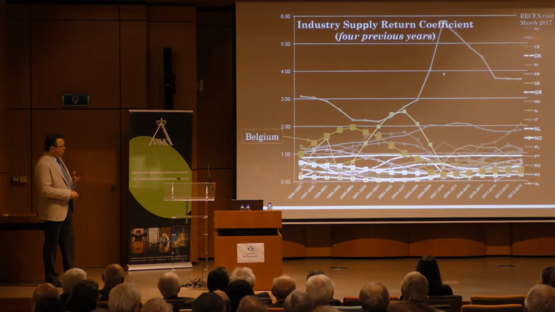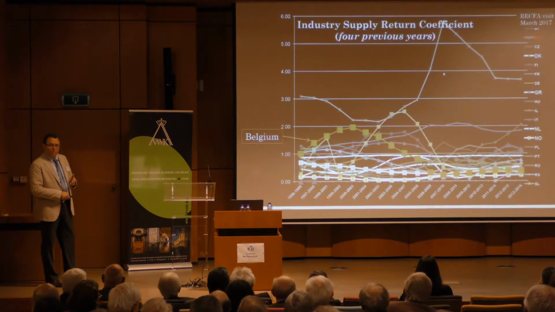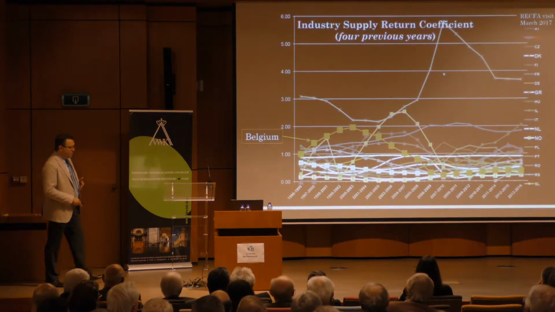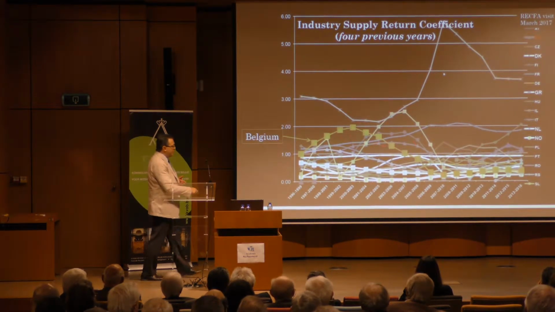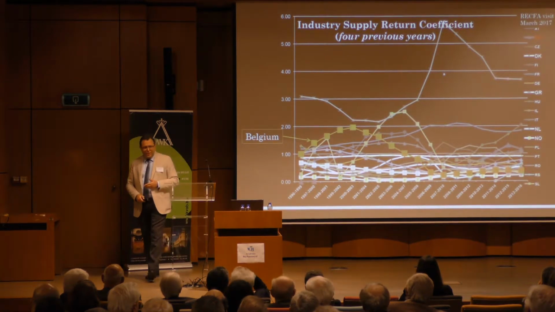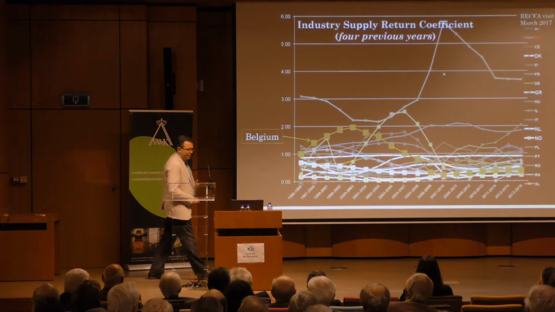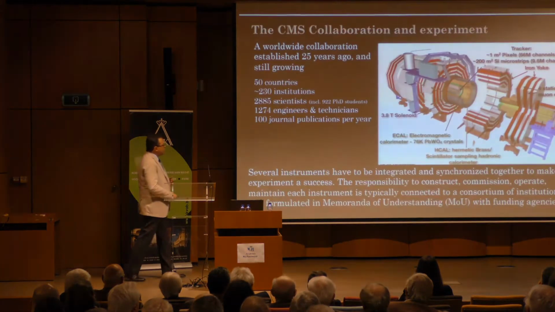You see that most of the countries, these are the lines for the other countries, have a return coefficient which is lower than 1. Belgium peaked at the start of this century. Now it's a bit lower, but is ramping up step by step once more. And this was exactly at the time we constructed the LHC, and now we are also going to construct the high luminosity LHC. So there might be opportunities once more.